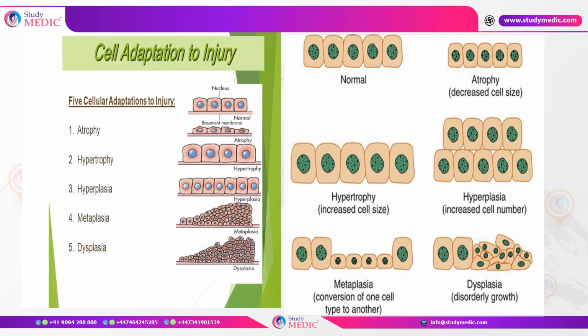Hypertrophy means there is an increase in the cell size, whereas hyperplasia means the number of cells is increased. And metaplasia means one type of mature cell is converted into another mature cell. Okay, whereas dysplasia means that there is disorderly growth of the cells. Alright.